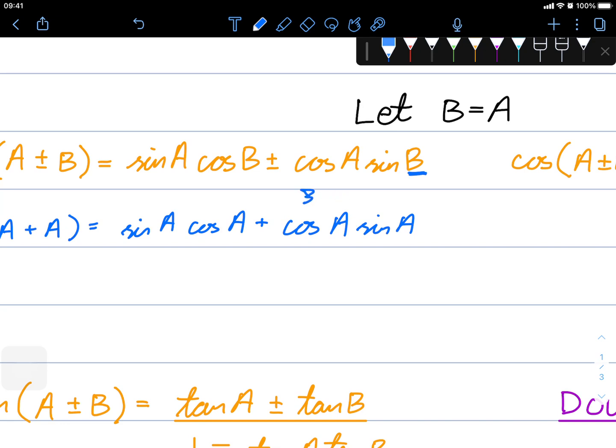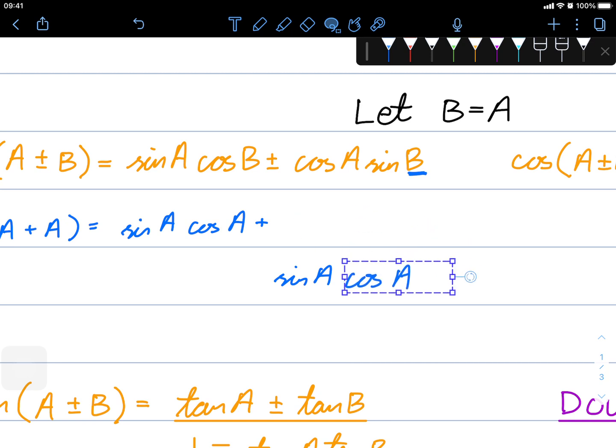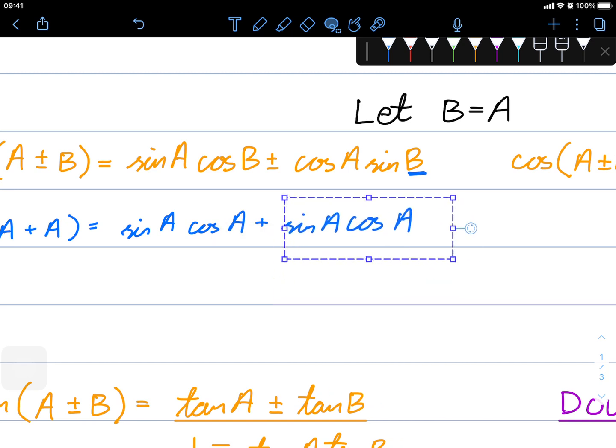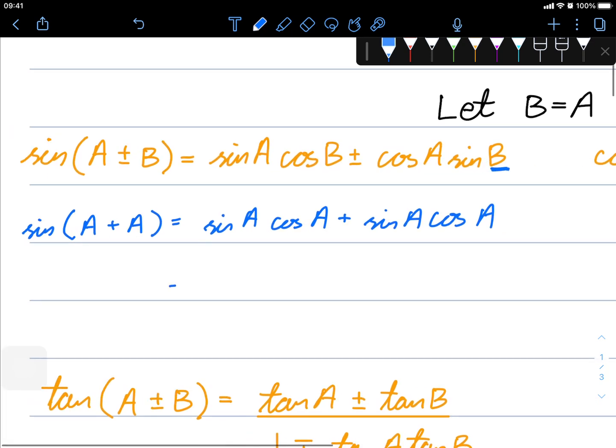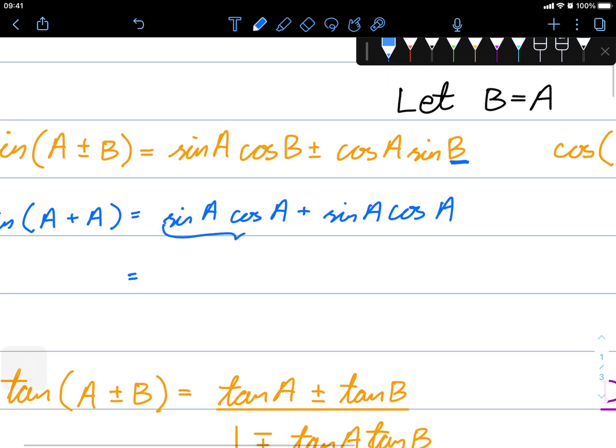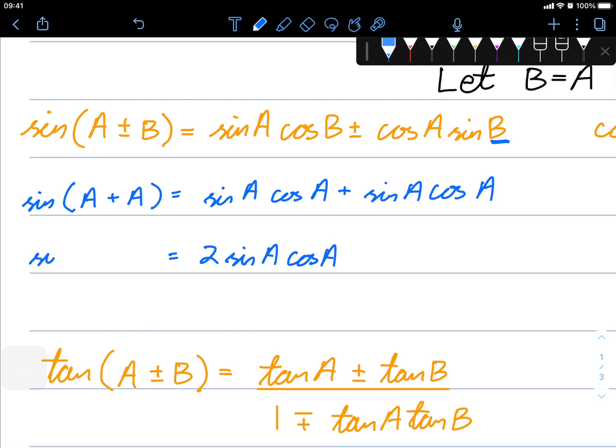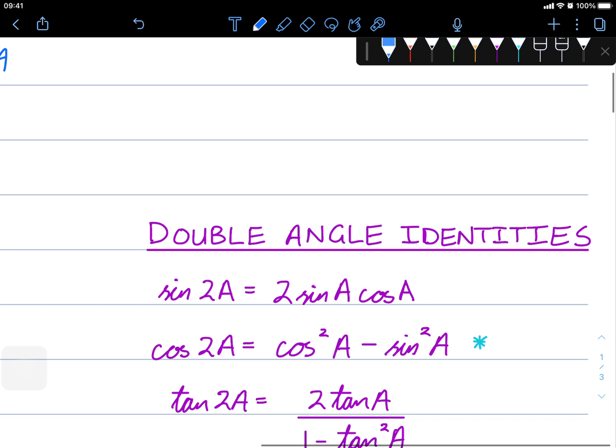Now since this is just multiplication, you can think of it like 3 times 2. We could easily write that out as 2 times 3. So I could switch this around, because it's just multiplication. The reason why I did that is because now these are like terms. 2 sine of a cos a, and that there is sine of 2a. That's how we get this expression here.